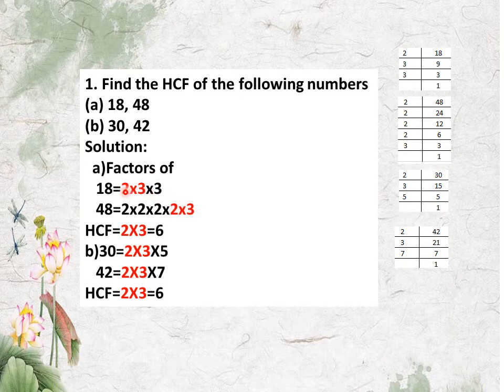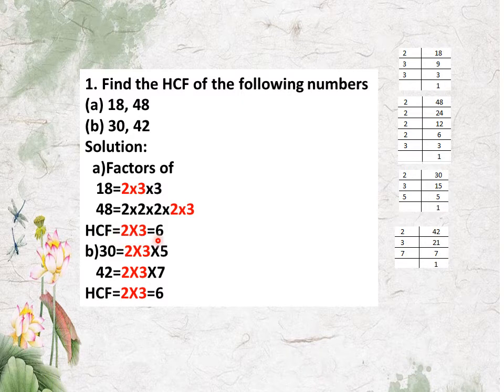Here also 2 once and 2 once here. Suppose if it is here and not here, then we cannot take it. It should be common for both the numbers. So here 2 is common, 3 is common. So we can take this as a common factor, and here also we can take it as a common factor. So we take the highest common factor, which equals 2 and 3. 2 3s are 6. So what is the HCF? HCF of 18 and 48 is 6 only.